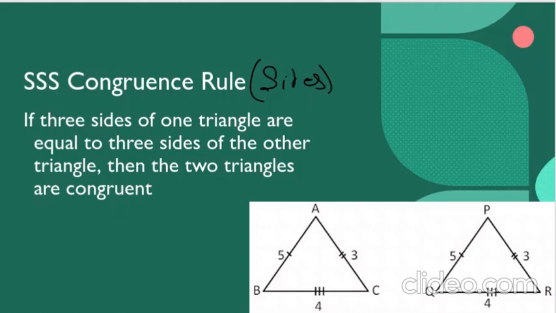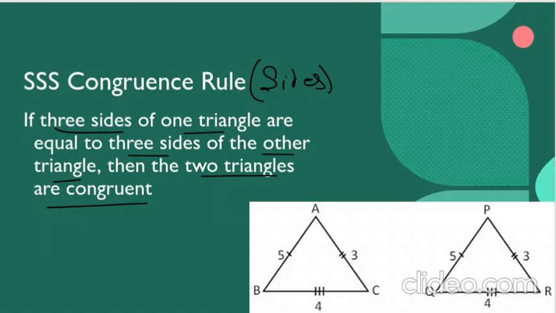Definition says that if three sides of one triangle are equal to three sides of the other triangle, then the two triangles are congruent. Very simple. If all the three sides of triangle A are equal to triangle B, they are congruent by which rule? By SSS congruence criterion, isn't it?